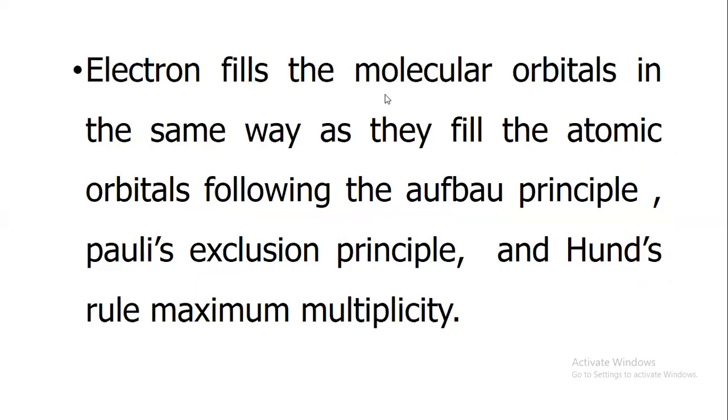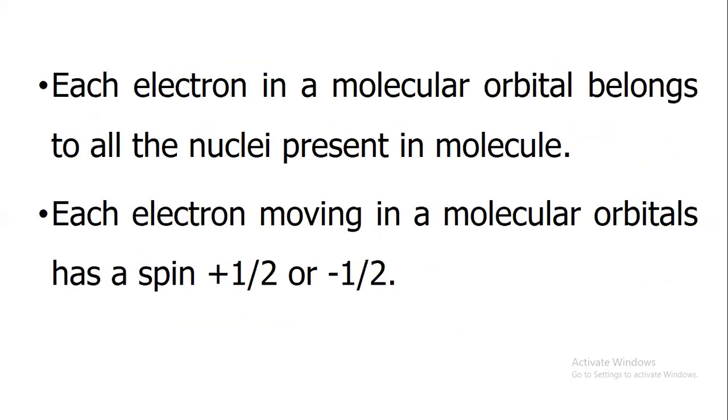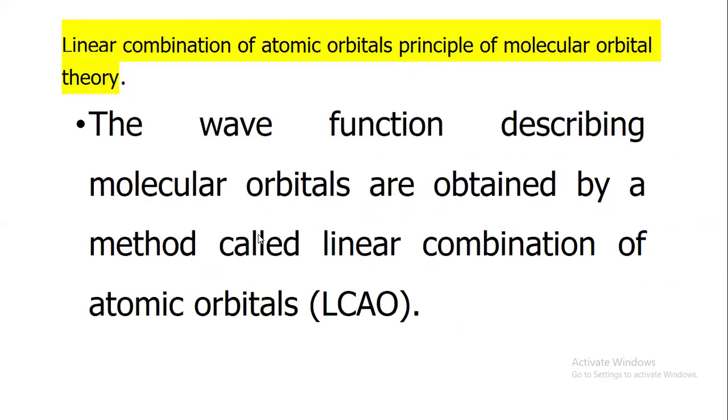Electrons fill the molecular orbitals in the same way as they fill the atomic orbitals, following the Aufbau principle, Pauli's exclusion principle, and Hund's rule of maximum multiplicity. Each electron in a molecular orbital belongs to all the nuclei present in the molecule. Each electron moving in a molecular orbital has spin plus half or minus half.